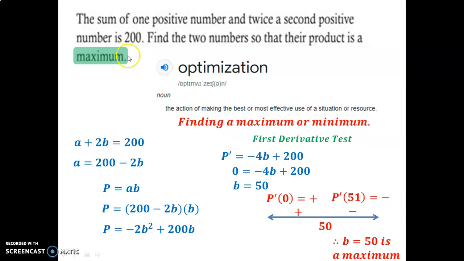Therefore, b equals 50 is a maximum. We have found a maximum point that produces the maximum product. And therefore a is 100, because I took the b value and put it back in here and I got a. So I have found the 2 points that produce a product that is a maximum.